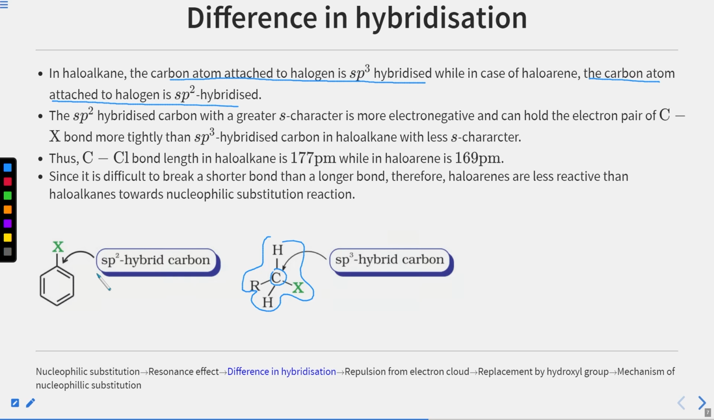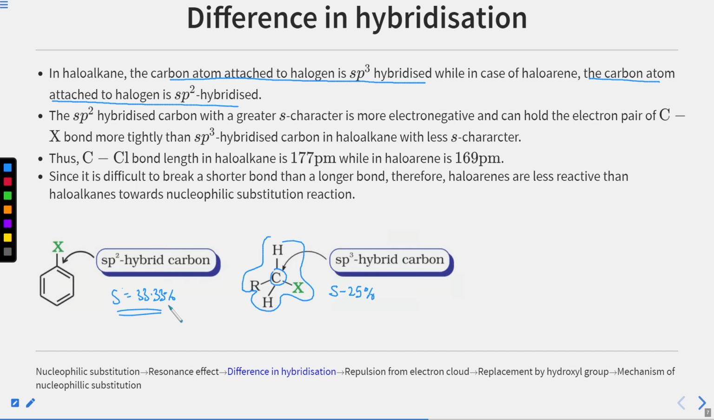So sp2 has a much greater S character. If you compare the S character of sp3 and sp2, in sp3 the S character is 25%, whereas in sp2 the S character is 33.33%. Now you can see that in the sp2 carbon the S character has increased, and you know that an increase in S character means electronegativity has increased. If you know the concept of hybridization, the hybridized orbital formed by the combination of 2 p orbitals and 1 s orbital results in a hybridized orbital which has more S character.